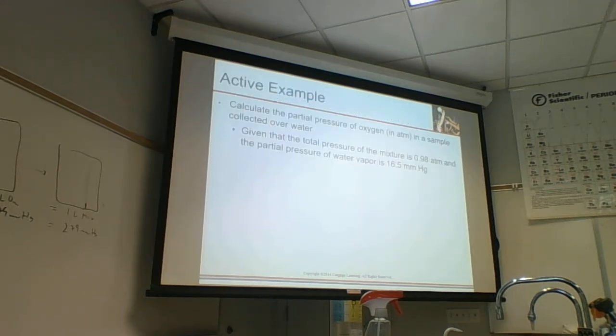Calculate the partial pressure of oxygen in atmospheres in the sample collected over water. Given that the total pressure of the mixture is 0.98 atmospheres, and the partial pressure of water vapor is 16.5 millimeters of mercury. And so I'm gonna modify this problem a little bit. I'm gonna give you a volume for this as well, so we can kind of visualize what's happening with this.